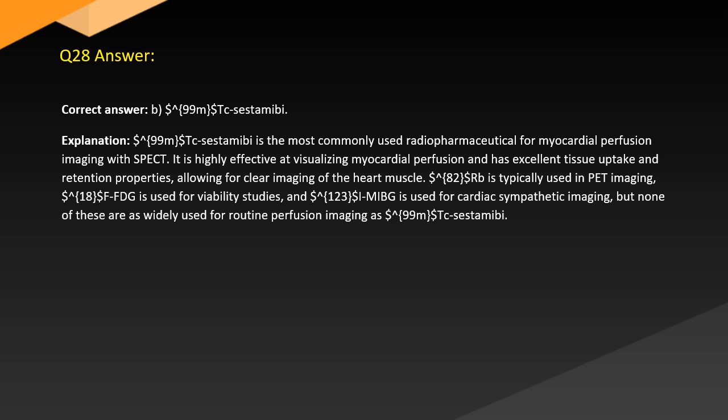Answer. Correct answer B. 99mTc sestamibi. Explanation. 99mTc sestamibi is the most commonly used radiopharmaceutical for myocardial perfusion imaging with SPECT. It is highly effective at visualizing myocardial perfusion and has excellent tissue uptake and retention properties, allowing for clear imaging of the heart muscle. 82Rb is typically used in PET imaging, 18 FDG is for viability studies, and 123I MIBG is used for cardiac sympathetic imaging, but none of these are as widely used for routine perfusion imaging as 99mTc sestamibi.